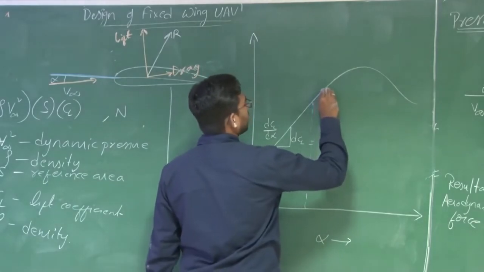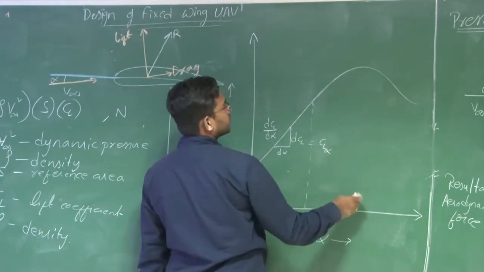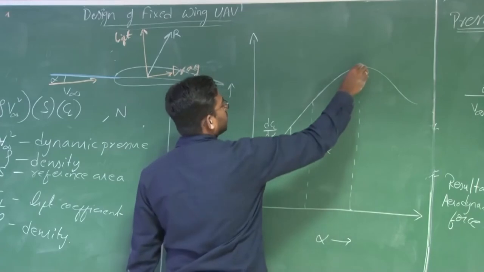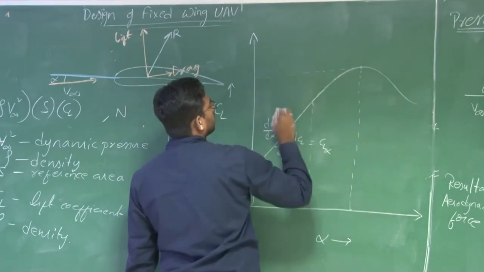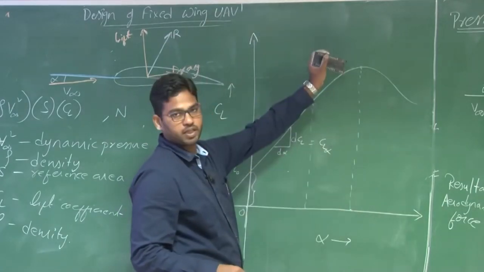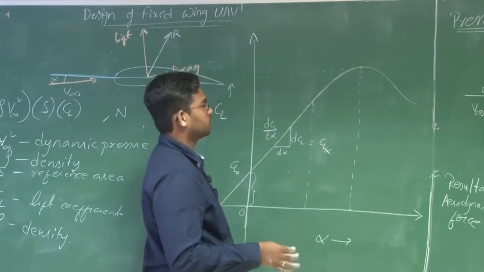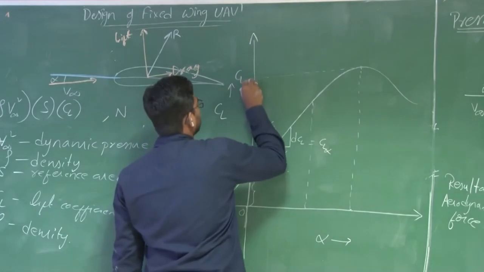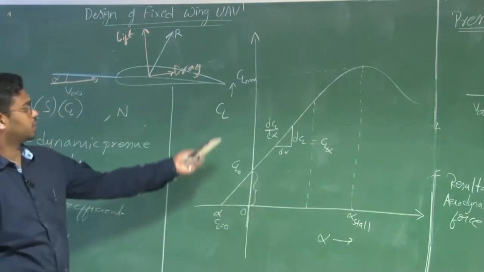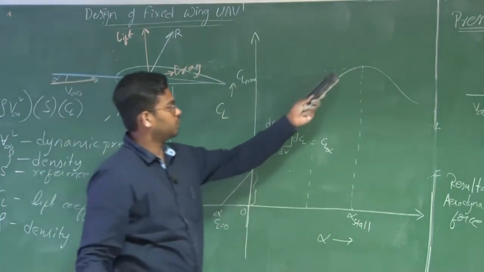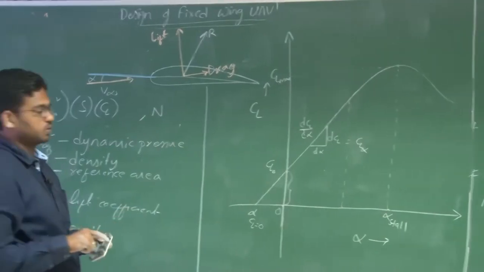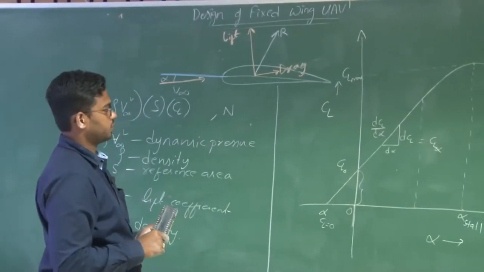Beyond this there is certain non-linearity, and if you further increase the angle of attack, the CL becomes maximum. Beyond the CL max point, if you further increase the angle of attack, the lift suddenly starts dropping. This particular point is known as alpha stall. The corresponding angle of attack at which CL is maximum is alpha stall. Beyond stall you will start losing lift and drag will increase. We will see how the drag increases.